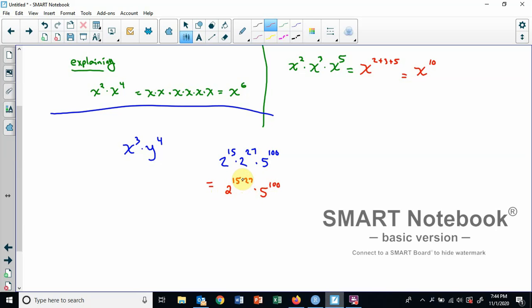Now, I don't know if I said plus. 15 plus 27. It looks like I put a multiplication symbol there. Now, what is 15 plus 27? That'll be 2 to the 42 times 5 to the 100. And I do not want to see how big that number is. Just practicing the combining rules. Okay? That's good enough for an answer for right now.